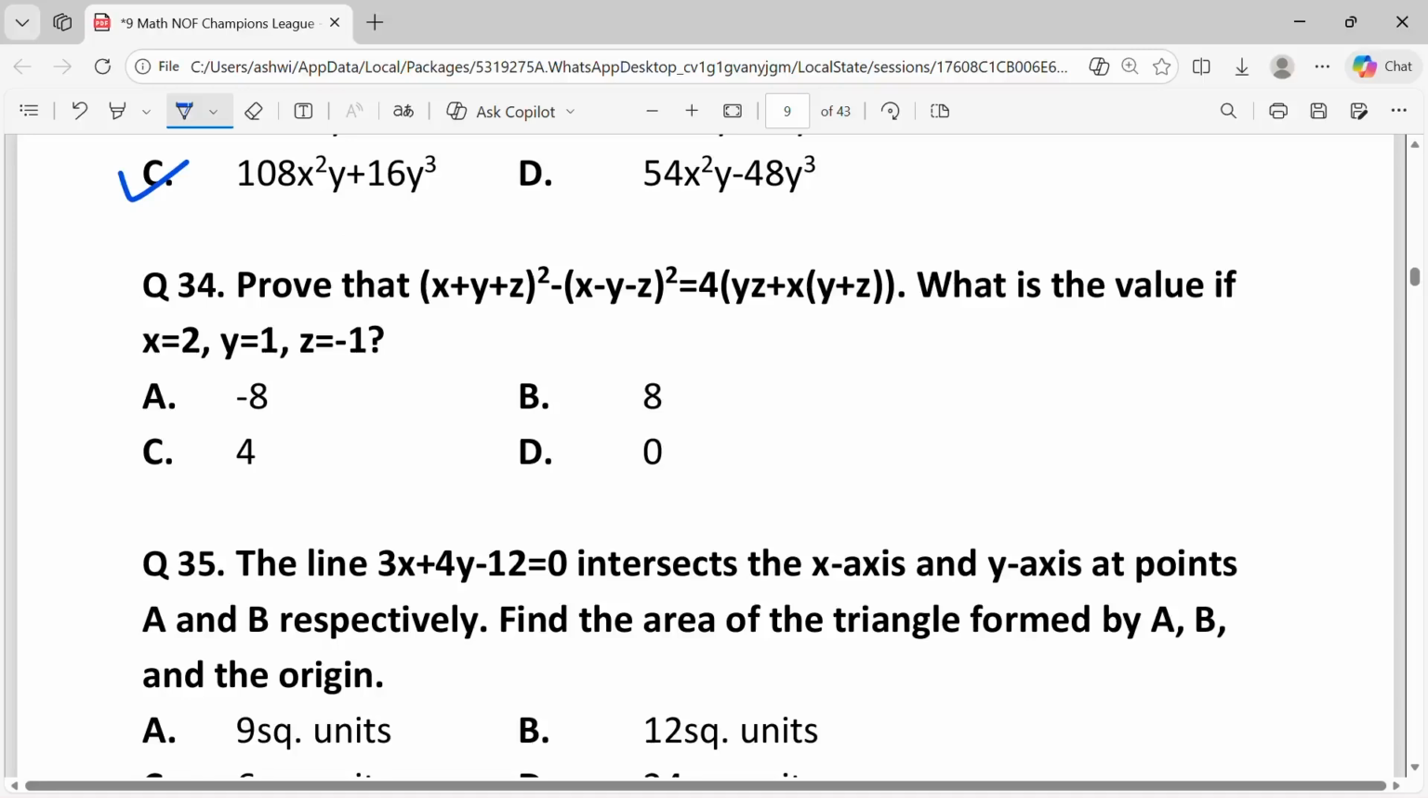Question 34. Prove that x plus y plus z whole square minus x minus y minus z whole square is equal to 4x(y plus z). What is the value if x is equal to 2, y is equal to 1 and z is equal to minus 1?